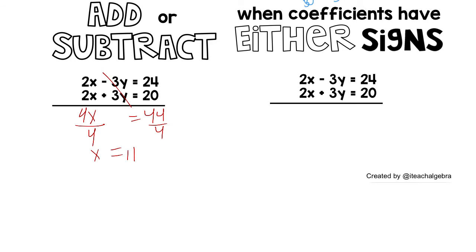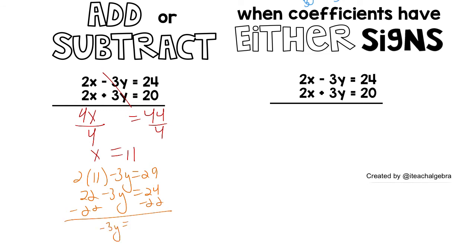Plug that back into the top one. And we've got 2 times 11 minus 3y is 24. That's 22 minus 3y is 24. Subtract that 22. Negative 3y is 2. Divide, and y is negative 2/3.